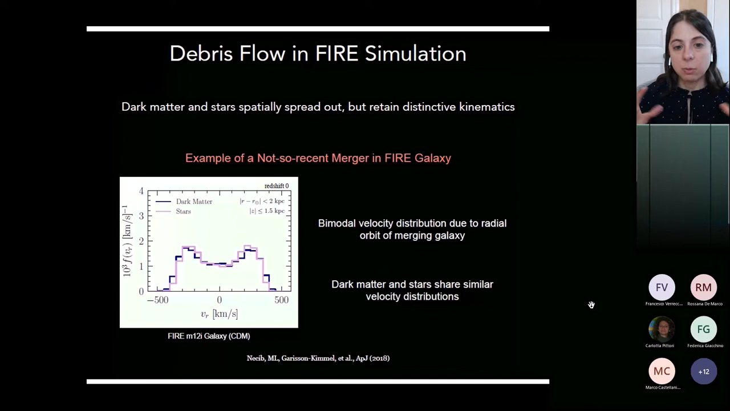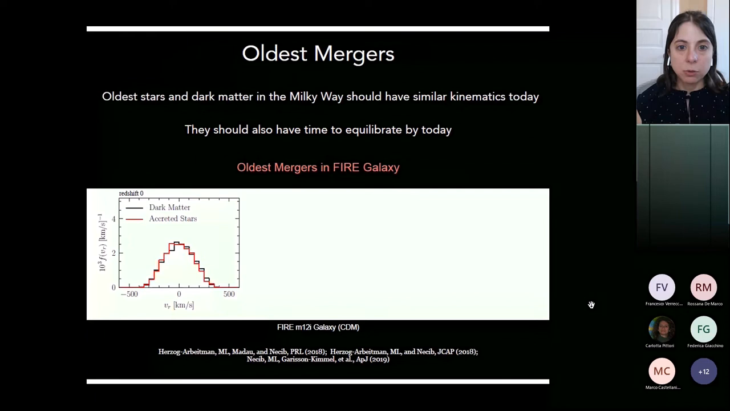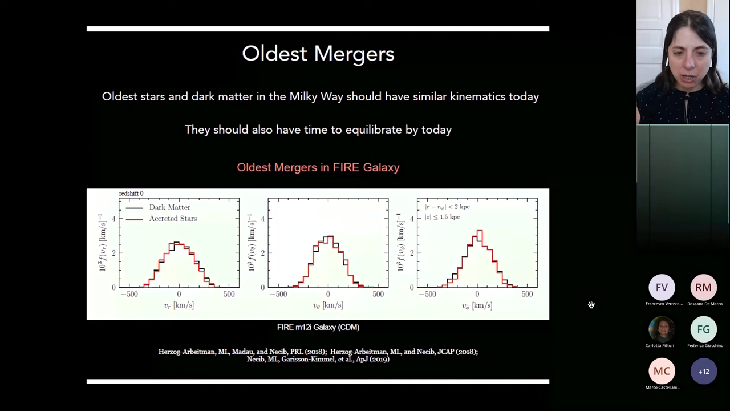Next slide. So the last stage of this evolution is mergers that came in very, very early on. These are mergers that have left behind stars and dark matter in the Milky Way, and the stars and dark matter have had tons of time to come into equilibrium and to virialize by the present day. So if we go into the FIRE simulations and look at only these very old mergers, typically galaxies that came in before redshift of 3 or so, and look to see how their dark matter and stars are behaving today, what we find is that the velocity distribution is usually isotropic. It does look sort of Maxwell-Boltzmann-like, and the dark matter and the stars from these really old mergers track each other almost perfectly.